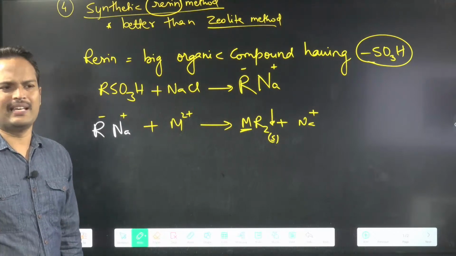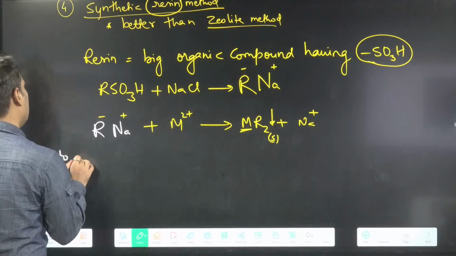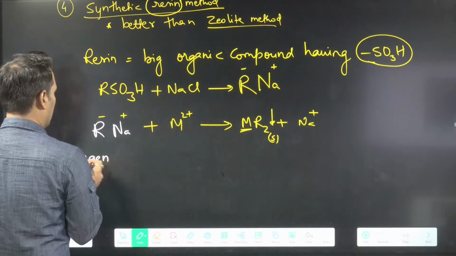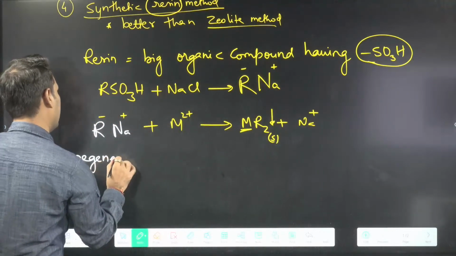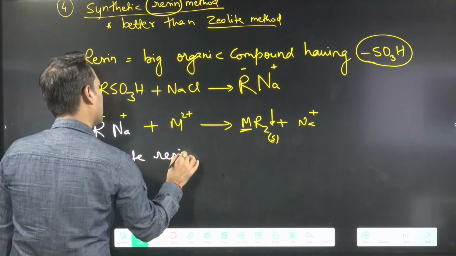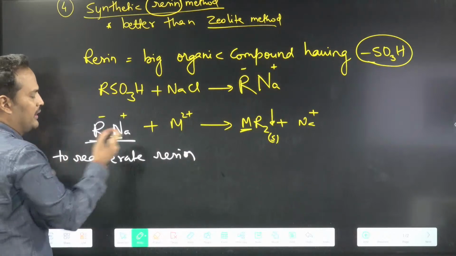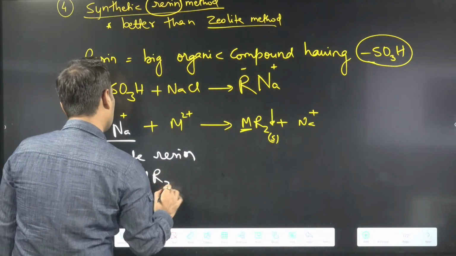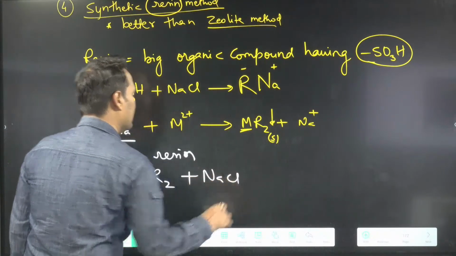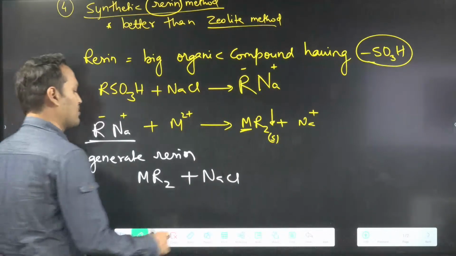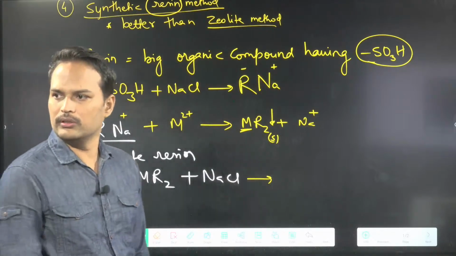Now again they will say the same thing. What will they say? To regenerate. Now all the sodium is finished, so they will say to regenerate the resin. What is my resin? This RNa part. I want to regenerate it. How will I regenerate it? Take this MR2. Again, what will I add? Quick, tell me. NaCl. Now you write the reaction on your own.